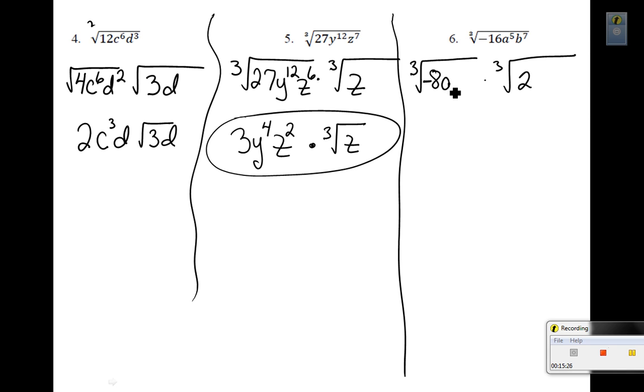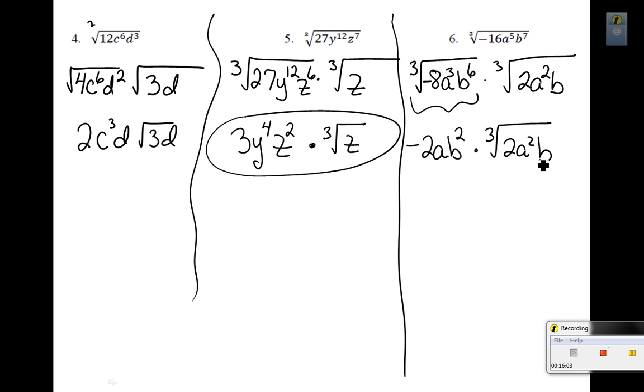I need an a to the, 5 doesn't go in, 3 doesn't go into 5, so I need a 3, which leaves me 2 a's left over. B to the 6th leaves me a b left over. Now let me simplify this piece. The cube root of negative 8 says what times what times what is negative 8? Well, that's going to be negative 2. A to the 1st, b to the 2nd, and then the other part we just write down. So there's that answer.